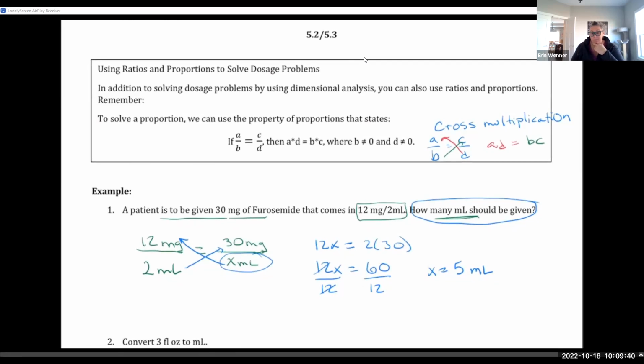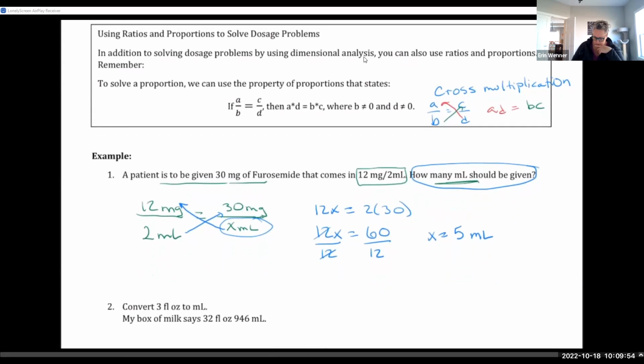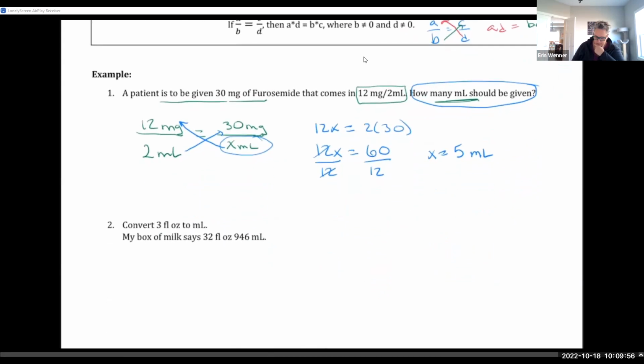And it doesn't have to just be medications that we're doing this with. As long as you're given a ratio of equivalent units, you can use this. So what I mean is in number 2, it says convert 3 fluid ounces to milliliters. My box of milk says 32 fluid ounces, 946 milliliters. So what this means is that 32 fluid ounces is approximately equal to 946 milliliters.